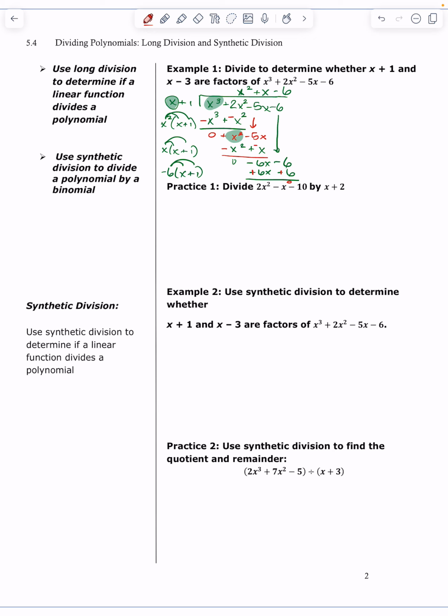If I have a remainder of 0, that means that x plus 1 goes in evenly. So x plus 1 is a factor because the remainder is 0.